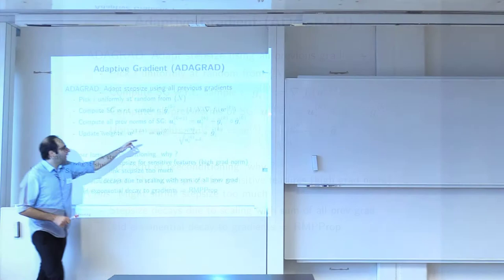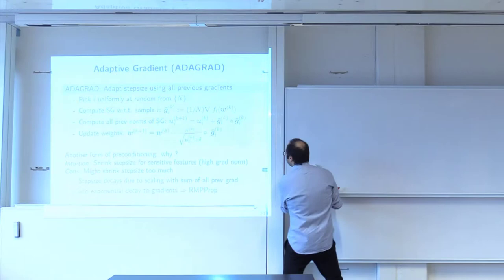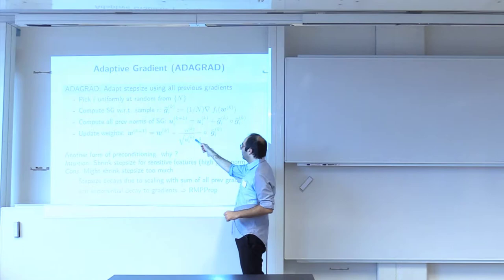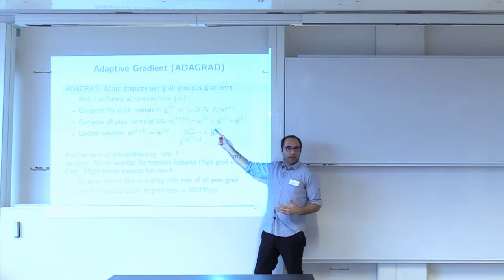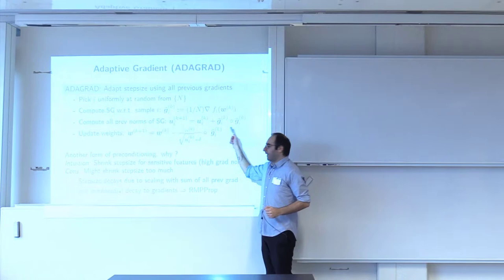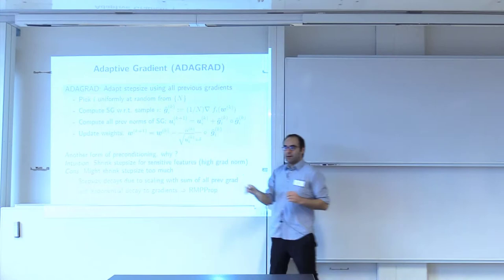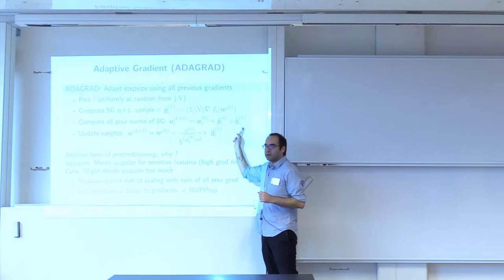So what is the idea? Here you compute a vector u_k, which has this form. Basically, u_{k+1} is u_k, the previous version, plus g_ik Hadamard product g_ik. First, let me unpack what this product is. This is a Hadamard product, an element by element product. So this is a vector whose elements are the element-wise product of these two vectors.